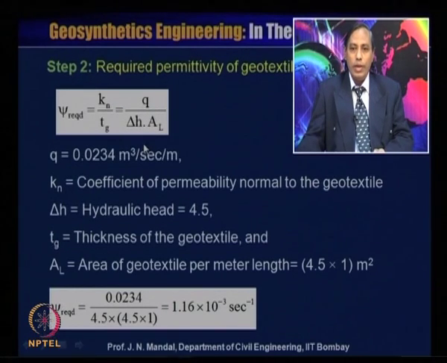That means that is 4.5 into 1, that is 4.5 into 1 meter square. So now if you substitute these values, then you can calculate psi required. Psi required is equal to Q, which is known, 0.02345, and delta H is 4.5, and area of geotextile per meter length 4.5 into 1. So if you calculate, you can determine the required permittivity of the geotextile, that is psi required is 1.16 into 10 to the power minus 3 per second.